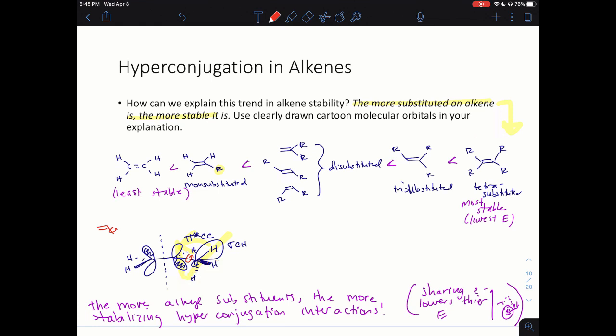And then the more alkyl groups you have, so you have disubstituted, or trisubstituted, or tetrasubstituted, the more alkyl groups you have, the more of these interactions you have. And so there's more overlap, there's more stabilization of electrons, and so you have more stable alkenes. Now, I find hyperconjugation in alkenes a little bit harder to understand because you're not stabilizing charge. You are just sharing electrons. And, as I put up on that slide, chemistry is all about electrons, and sharing electrons lowers their energy. And that's what's happening here.